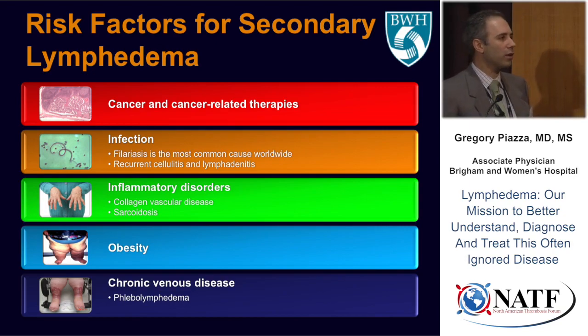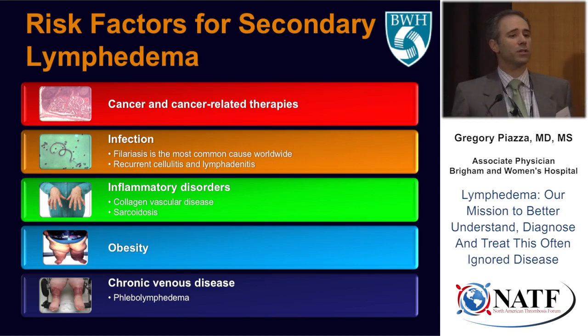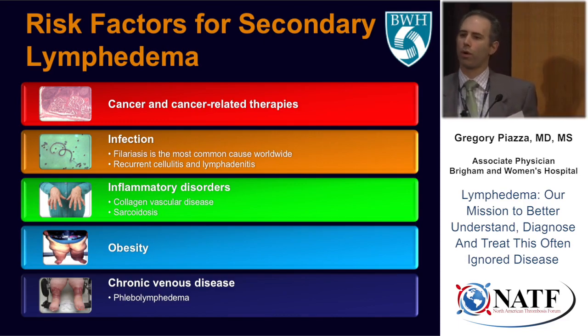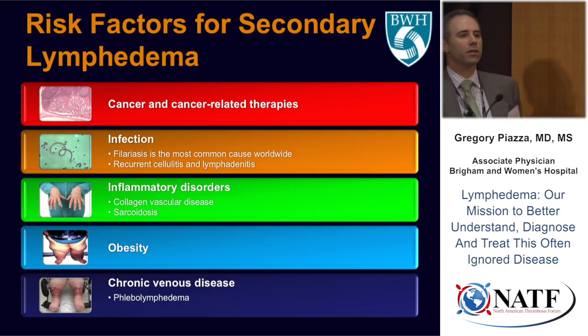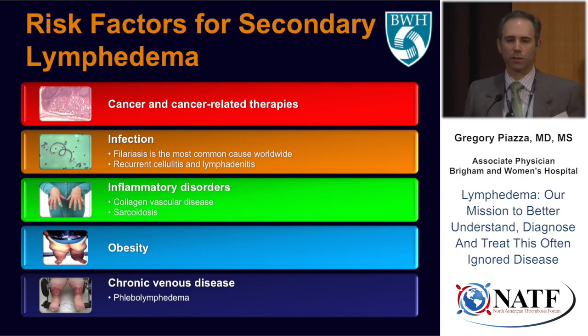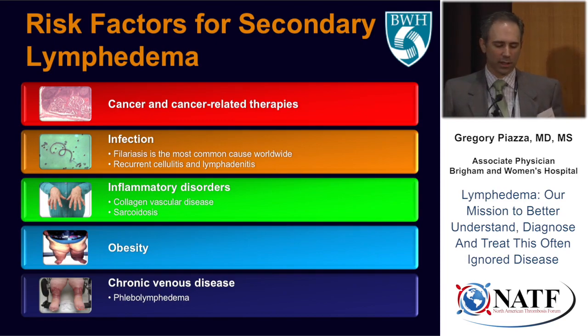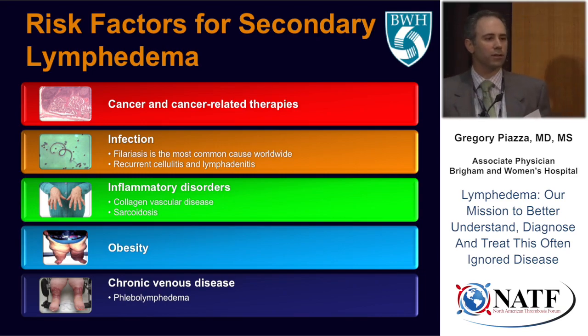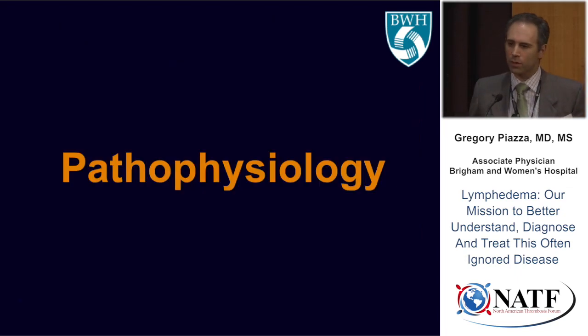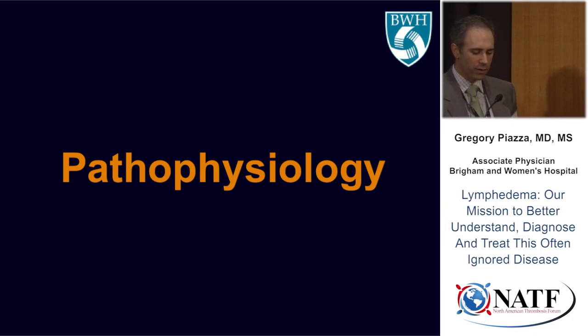Inflammatory disorders such as collagen vascular disease, that would be things like lupus or rheumatoid arthritis. Other things like sarcoidosis can cause lymphedema. Even just obesity can cause lymphedema. We're born with a set number of lymph vessels and lymph nodes, and if we grow to the point where there's more tissue than our lymph system can actually take care of, then we develop lymphedema. And chronic venous disease, having varicose veins for a long time with venous insufficiency, if it goes untreated, can lead to lymphedema.